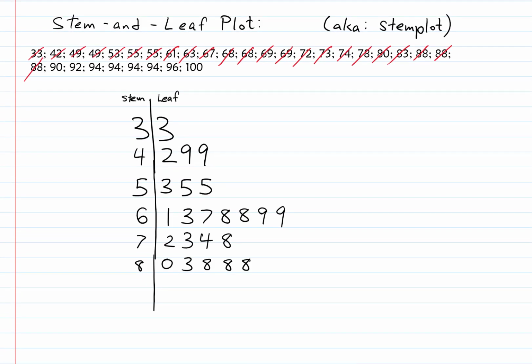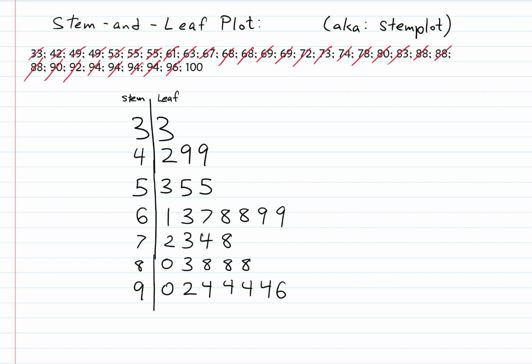Okay, and next is 90, 92, 4 94s, a 96, and a 100. Now, this last one has 3 digits, right?